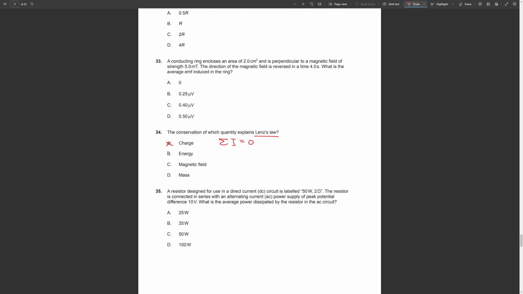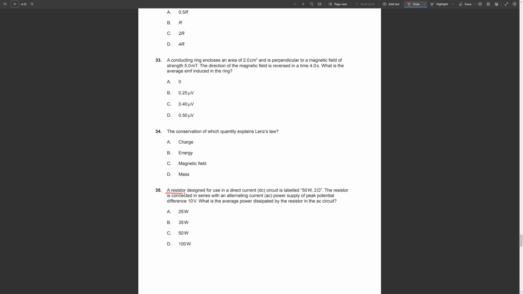Conservation of energy is the answer here, simply because there is no conservation of magnetic field and conservation of masses. The conservation of energy applies here because the kinetic energy of the moving ring or the moving coil is reduced at the expense of an induced EMF, which gives you a certain current. You convert the kinetic energy of the ring into electrical energy as the current passes through your ring.